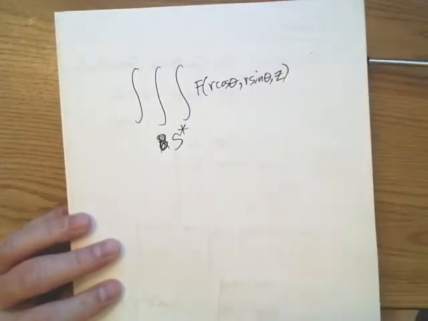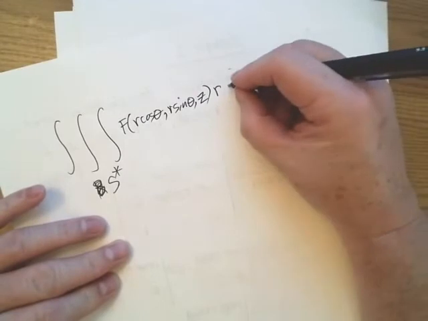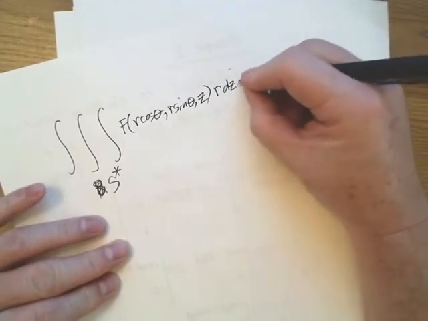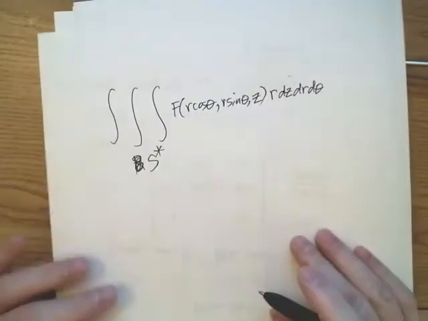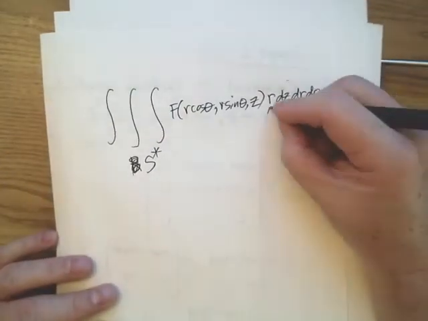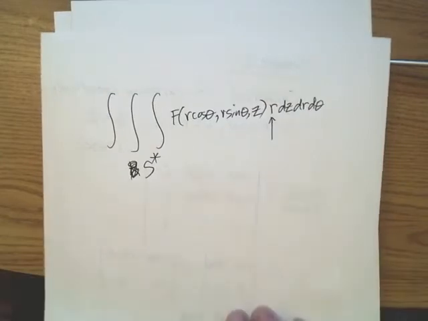And then what would we have here? We would not forget to put in the absolute Jacobian, so it would be r. Now, you can integrate in different orders: dz, dr, d theta is a typical direction here. Okay, so you see where that r is coming from. All right, let's take another example here.